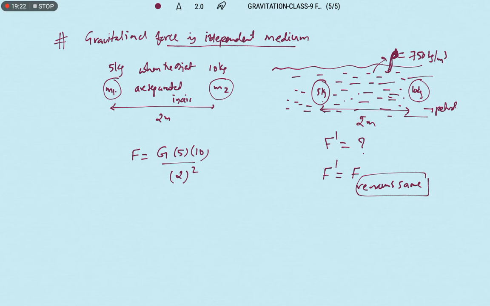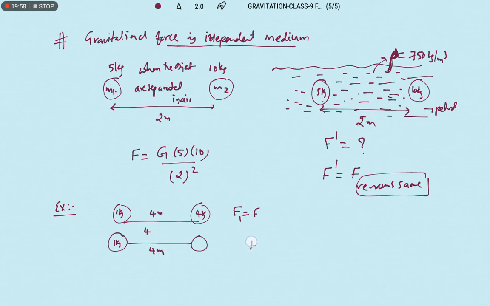Okay? So they are going to give the question like this also. When two objects of masses 1 kg and 4 kg separated by a distance of 4 meter, the force of attraction between them is F. F1 is equal to F. Now they are surrounded by a medium of specific gravity 4. Specific gravity means relative density. So 4, and with the same distance, what is the new force of attraction between them?